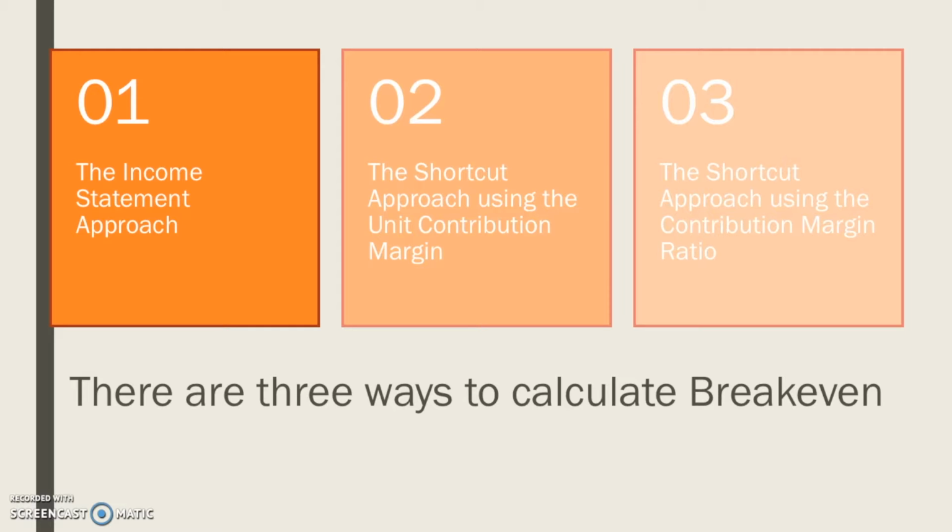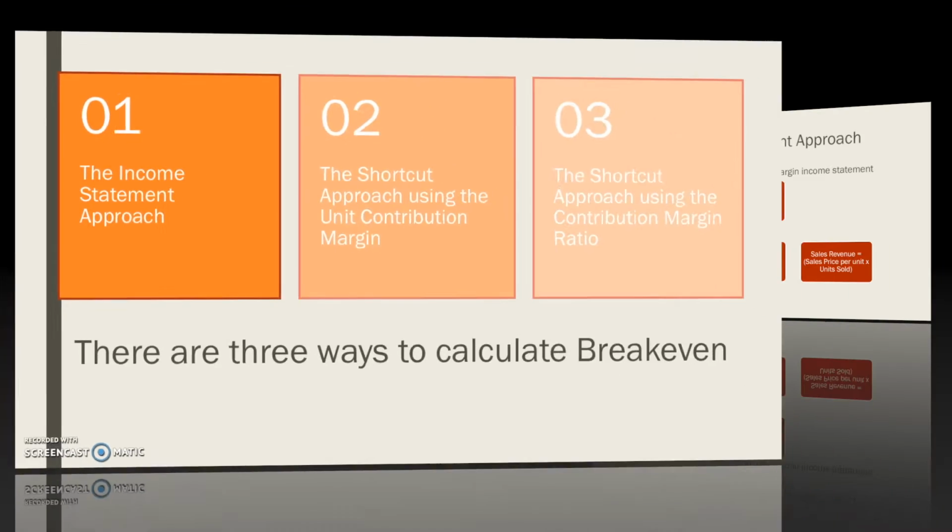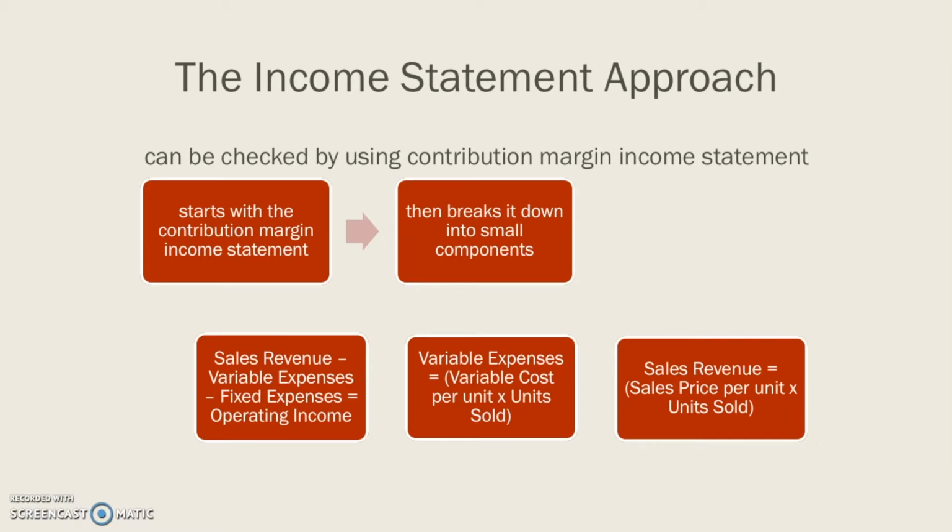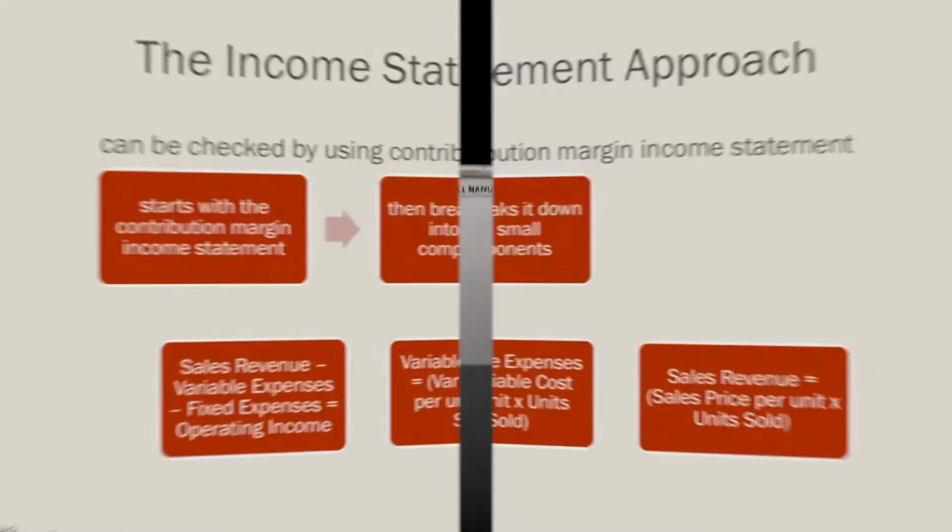And so we're going to take a look at the income statement approach. The income statement approach starts with the contribution margin income statement, and then it breaks it down into smaller components. So this can be checked by using the contribution margin income statement, plugging all of your numbers back in and subtracting your sales minus your variable expenses minus your fixed expenses, and it leads you to a break-even point, or your net income of 0.